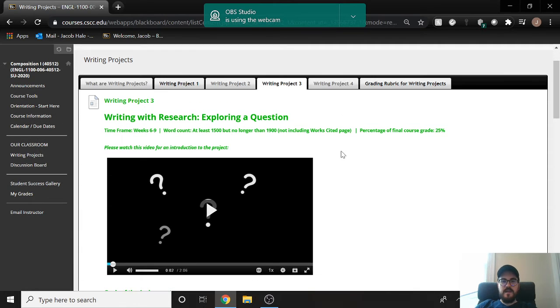To find the assignment sheet for writing project 3, you're going to want to go to writing projects over here on the left and then go to the writing project 3 tab. You'll see that we will be working on this project weeks 6 through 9.